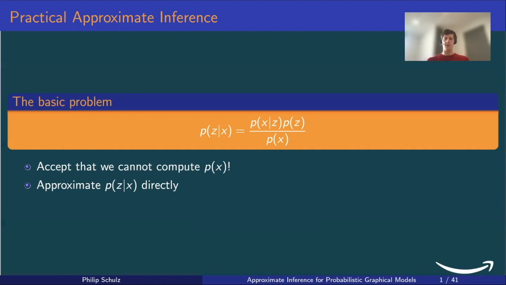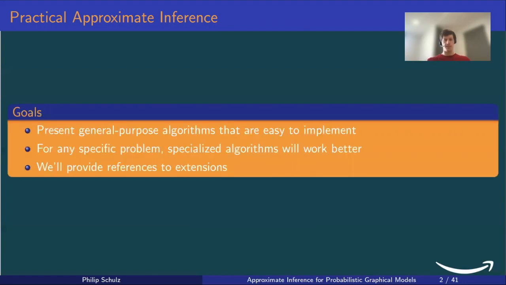So for the purpose of approximate inference, we're just going to accept that as a fact of life, right? We're not even going to try to compute p(x). We're just going to accept that we can't compute it. And then the question is, can we somehow compute this posterior directly without having to go through the normalization constant, which is p(x), right? And that is basically the problem we're going to tackle.